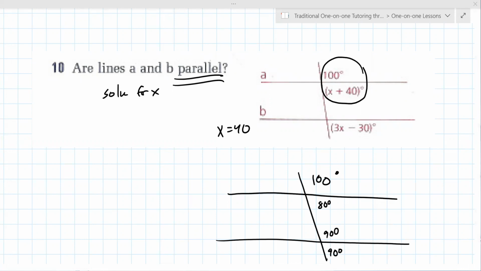90 and 100 would have to be the same. Yeah, they'd be corresponding, or the 80 and the 90 would have to add up to 180, but they don't. Right. So the way this problem might be written differently is like, which of the following values of X makes the lines parallel? And maybe there's one where this X plus 40 equals the 3X minus 30, and you could solve that. Looks like it might be like 35 without the 100 there. Stuff like that.